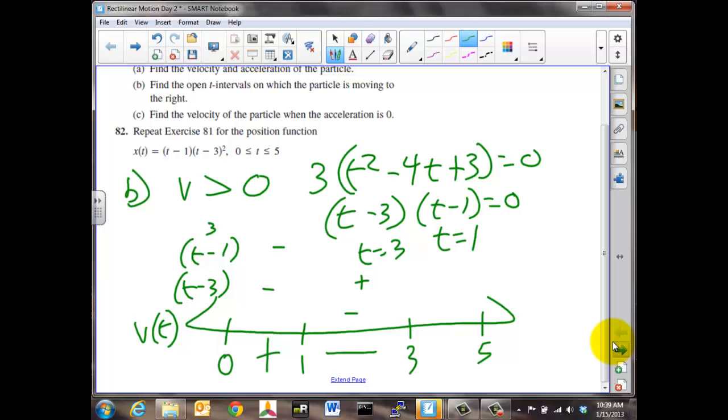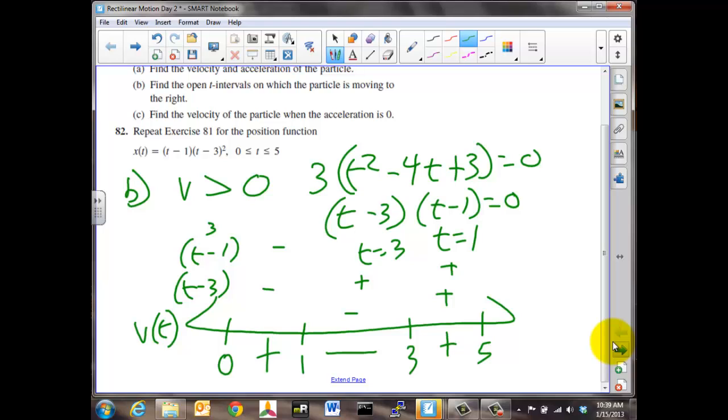So tell me what happens when I get at 1 second. I change direction. I turn around and start going the other direction. And I keep going in that negative direction until I get to 3 seconds. Well, what happens at 3? If I put 4 in there, 4 minus 3 is a positive number. 4 minus 1 is a positive. So at 3 seconds, what do I do? Stop, and I turn back around.